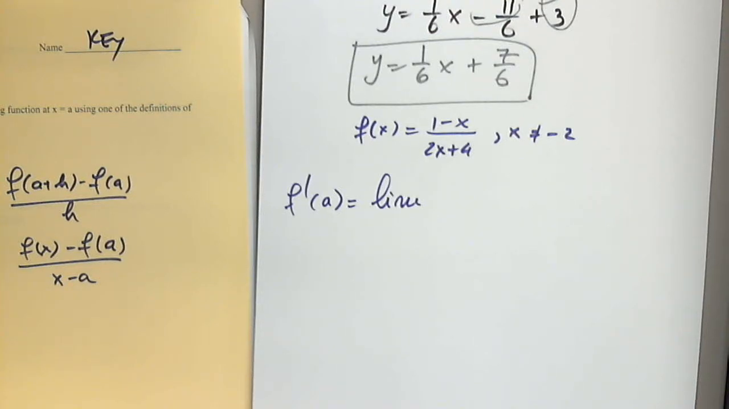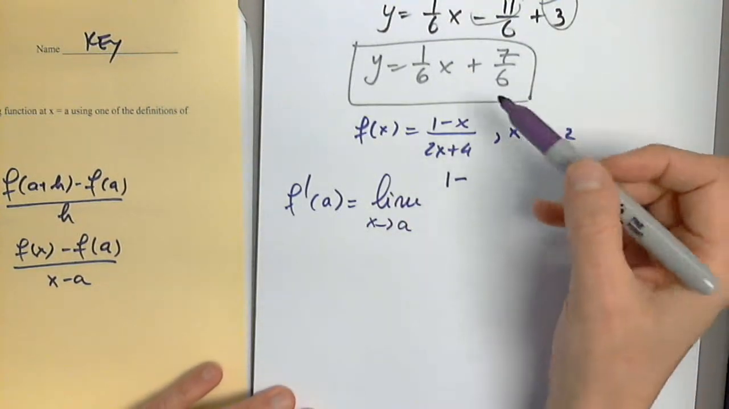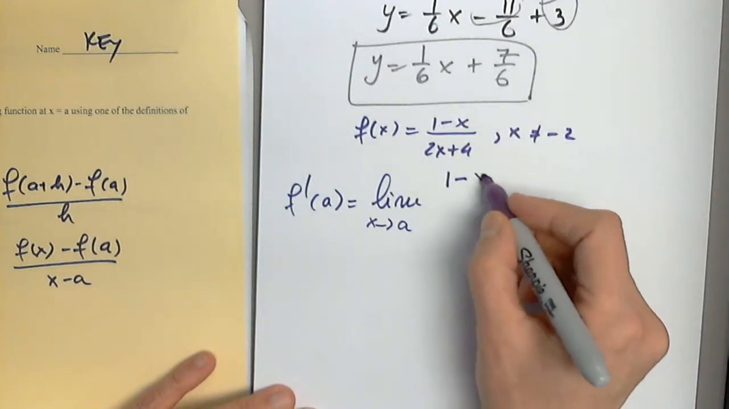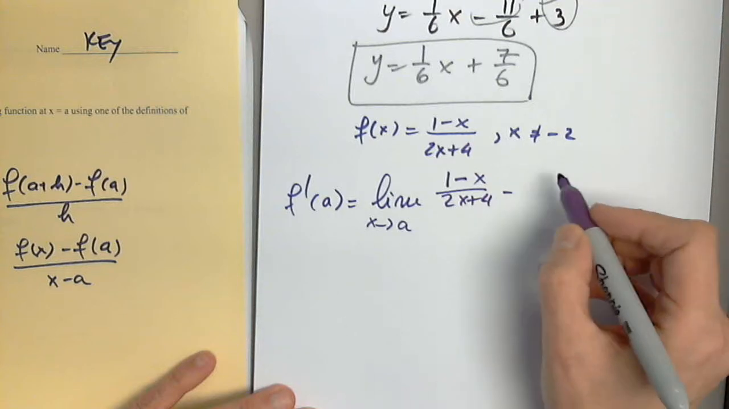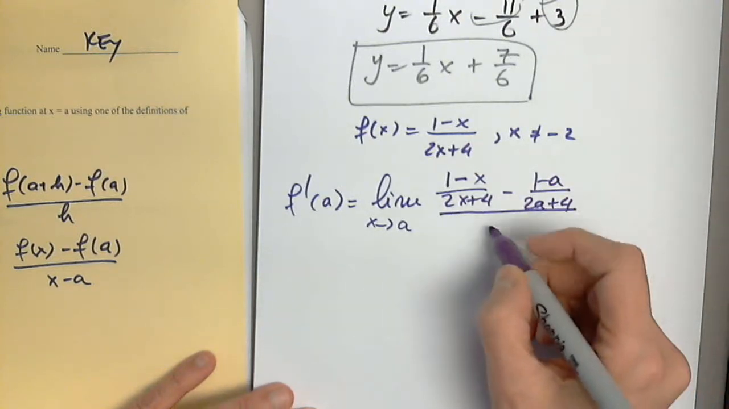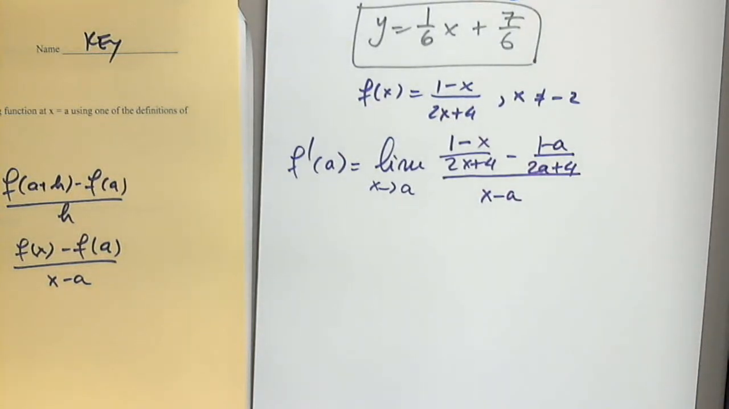Thank you. Okay? So the limit as x approaches a, we copy the function: 1 minus x divided by 2x plus 4, minus 1 minus a over 2a plus 4, all divided by x minus a. So far, so good?